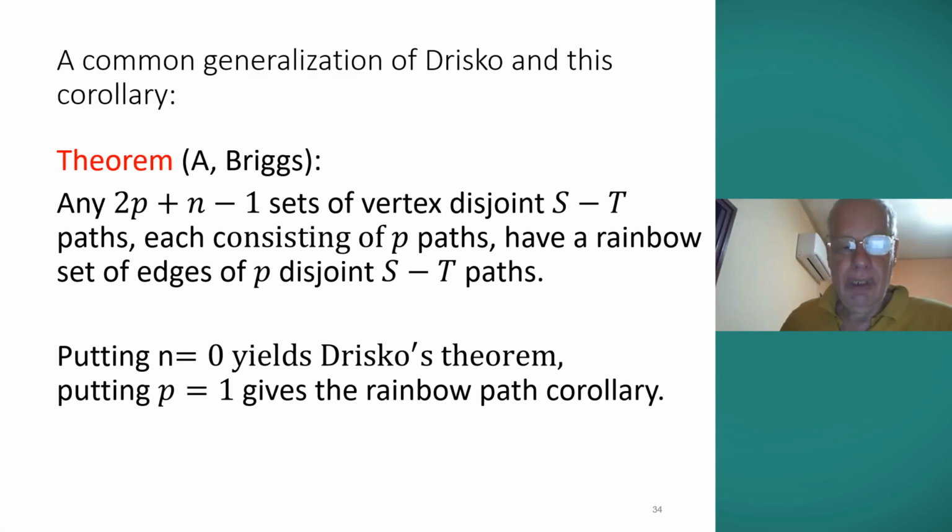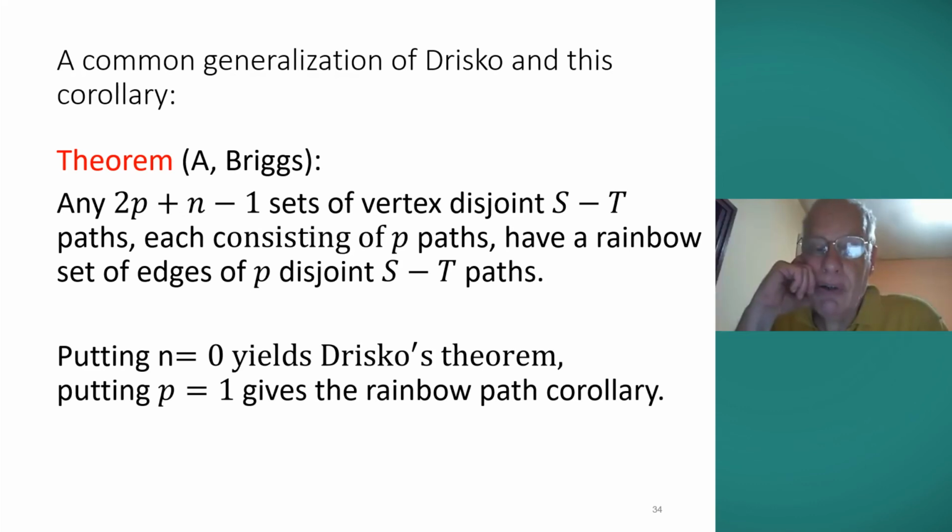That's Drisko. Put now p equals 1. What does it mean, p equals 1? P is the size of the sets of edges. So each set is a singleton. If you put it in the theorem, you get 2 times 1 plus n minus 1, so it's n plus 1. If you have n plus 1 paths, because each set is of size 1, so it's just a path, you have n plus 1 paths between S and T, there is a rainbow path between S and T. That's the lemma that we repeated a few times and we started with.